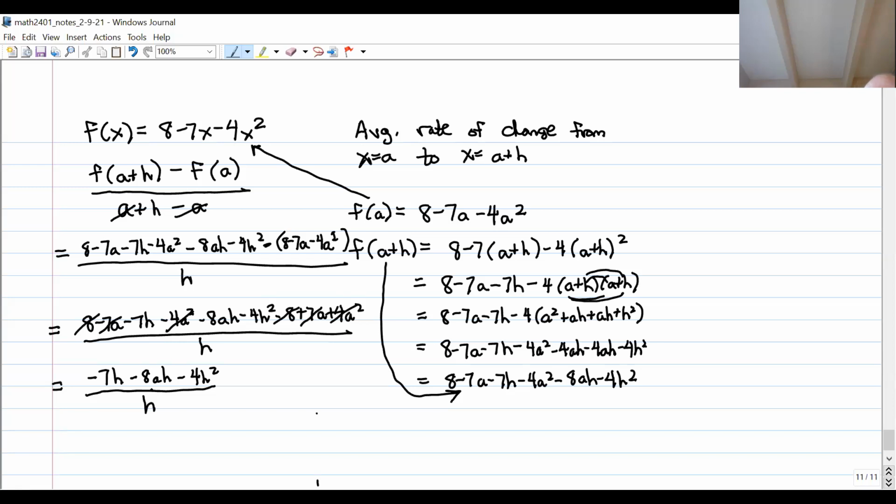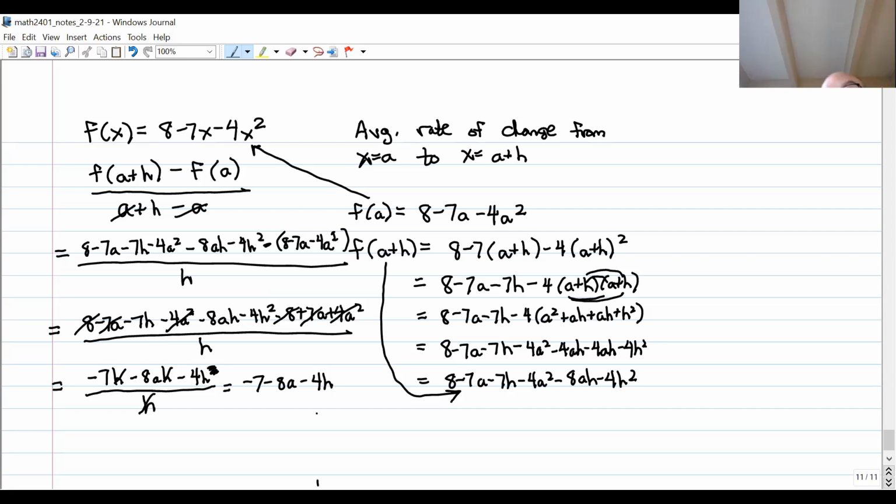And now you can simplify it more because h, fortunately, will divide into all three terms in the numerator. So you can divide this h out. You can divide this one out with this h, and h squared over h will eliminate one of the h's here. So what is this reduced to? Minus 7 minus 8a minus 4h. That's it.